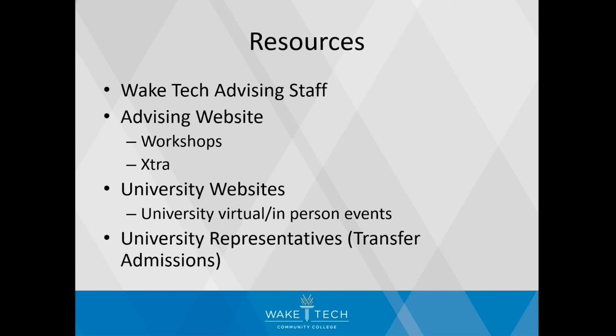The advising website, as we talked about, Extra is a great resource for different events you can find. The university websites also have a ton of information about deadlines, minimum admissions requirements, application requirements, and so much more. And then university representatives, a lot of those actually do virtual table visits at Wake Tech right now. So if you want to see if the school you're interested in is doing a virtual table visit, you can access that through the Extra site. They're all listed there. I think that about wraps it up.